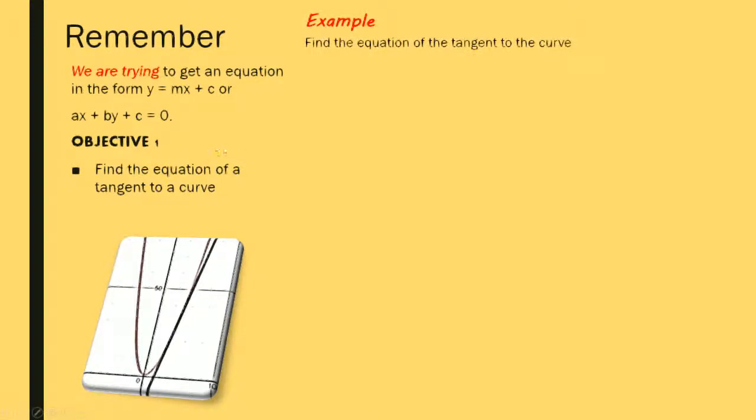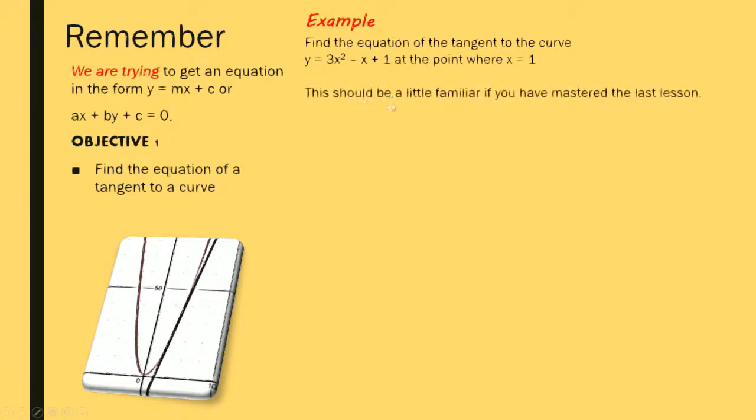And the example: we're going to find the equation of a tangent to a curve by finding the gradient when we differentiate. So from the last lesson, we found that when we differentiate, we get the gradient function, or an expression for finding the rate of change at any point. The rate of change in a line is the gradient. So you should already be familiar with this if you've mastered the last lesson. If you haven't, go back to the last lesson and have a look. But we're going to do it for the curve y equals 3x squared minus x plus 1 at the point where x equals 1.